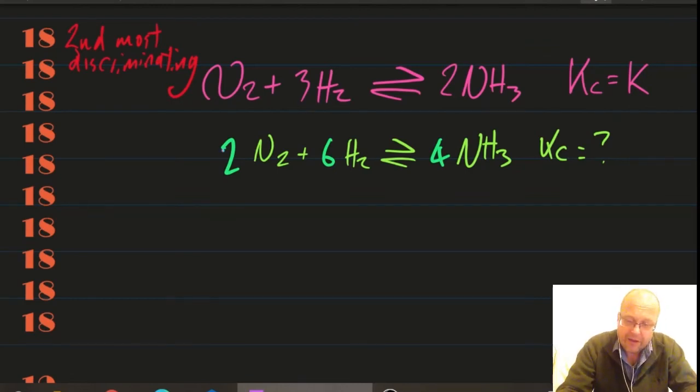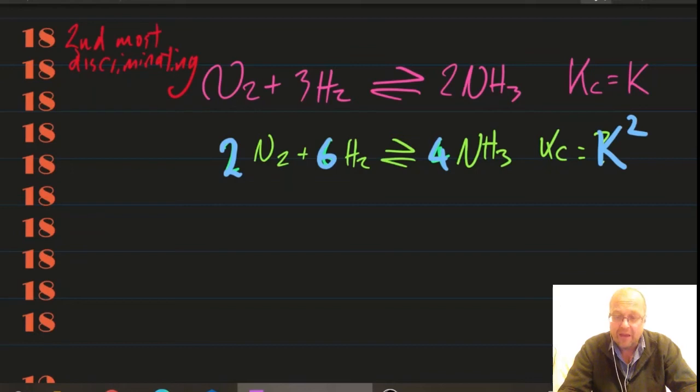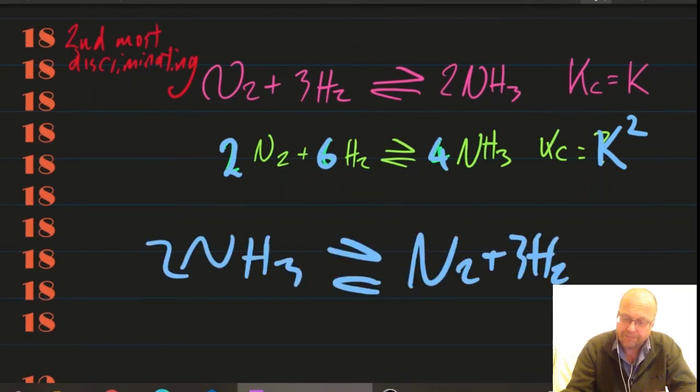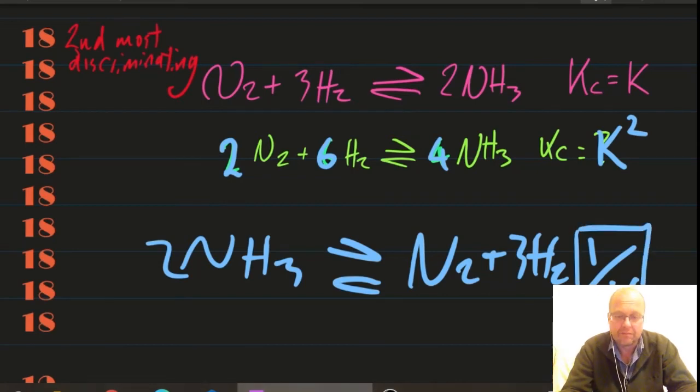So you'll notice that in the second equation, you've doubled all of the coefficients. So that means that K will be raised to the power 2. Simple as that. If you tripled all the coefficients, it would be raised to the power 3. We could halve the coefficients, then K would be raised to the half, square root. Or we could flip the reactants and products, and that would invert K. So if I'd inverted this reaction, the equilibrium constant would then be 1 over K for that flipped reaction.